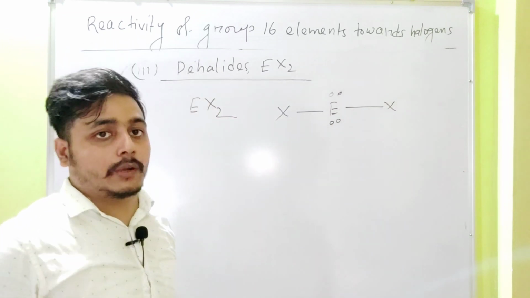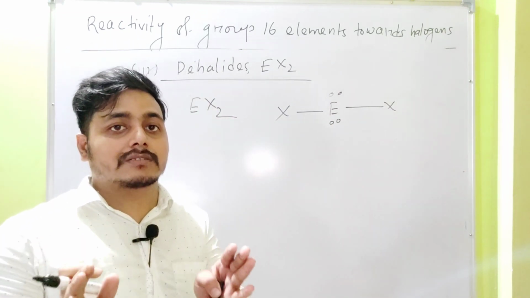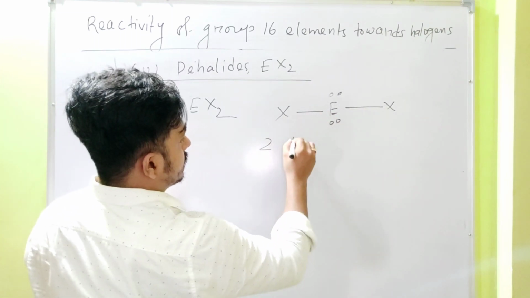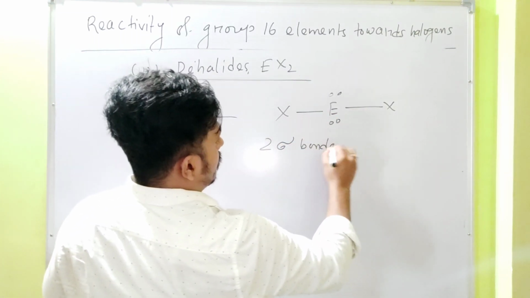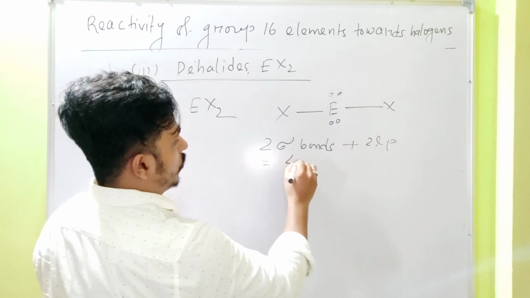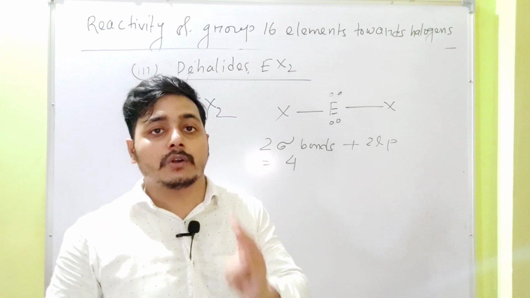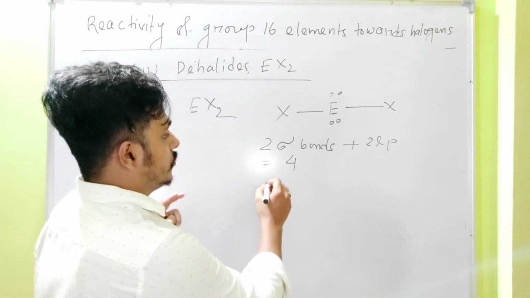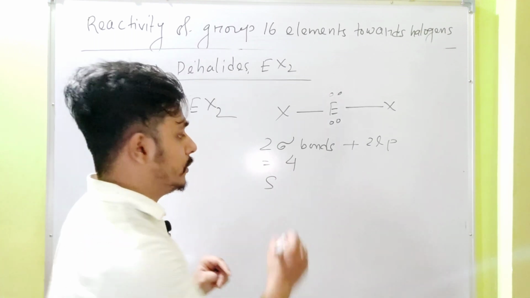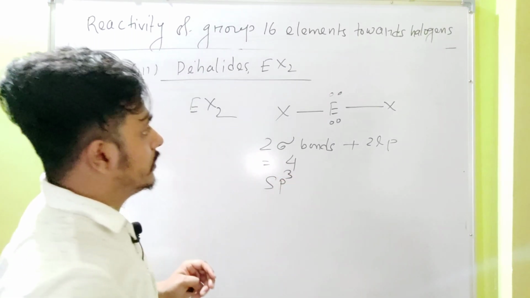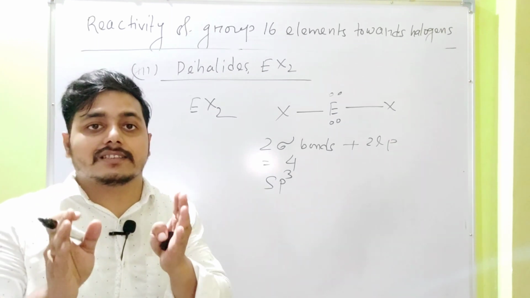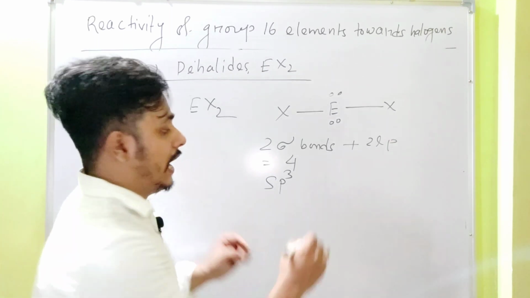Now look at the number of sigma bonds and lone pairs of electrons: 2 sigma bonds and 2 lone pairs of electrons. It means 4, so we need 4 orbitals. First we take 1 s orbital, then 3 p orbitals. It means the central atom in dihalides is sp3 hybridized.